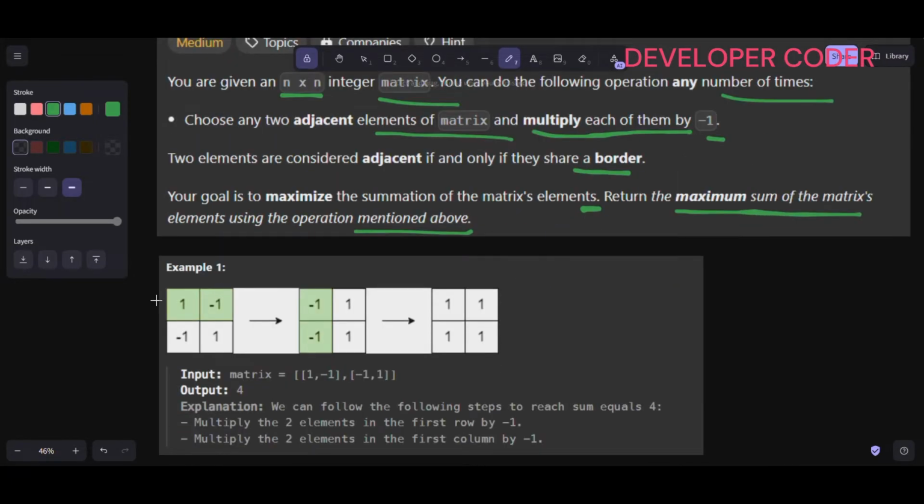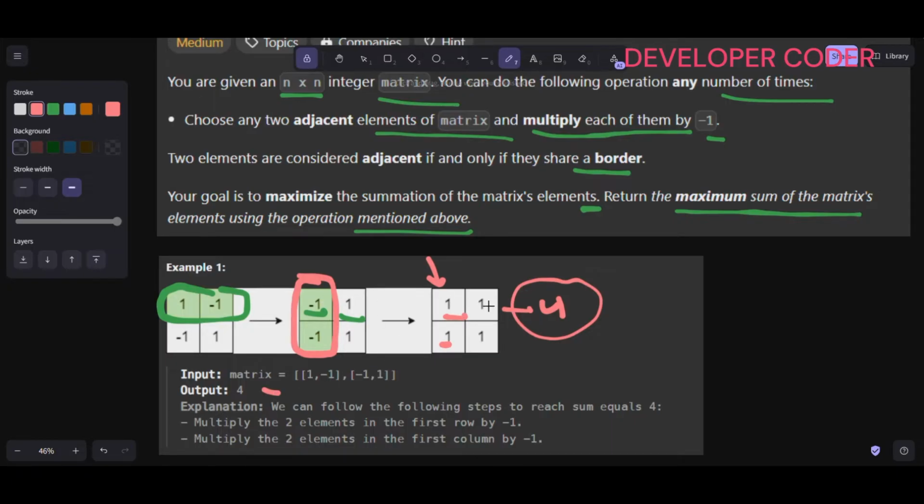So see this example number 1. Here I want the maximum sum. Let's say I did the multiplication in this part, so this will become like this, -1 into -1, so this will become 1. This is one step. Then in the next step, if I multiply these two with -1, then this will become 1 and this will become 1. And overall in the end, if you do the summation, you will get output as 4, and this is the maximum output for this case. So this is what we need to do.